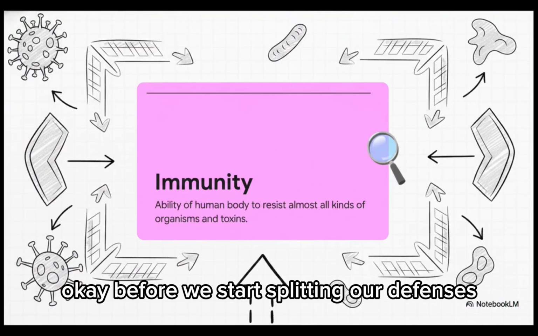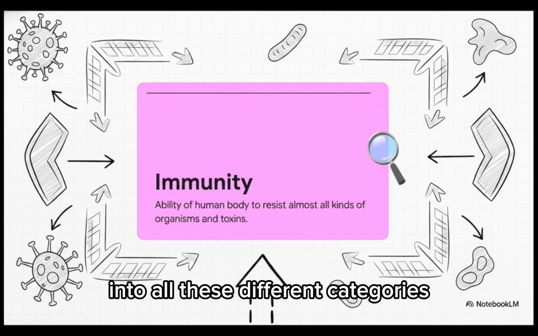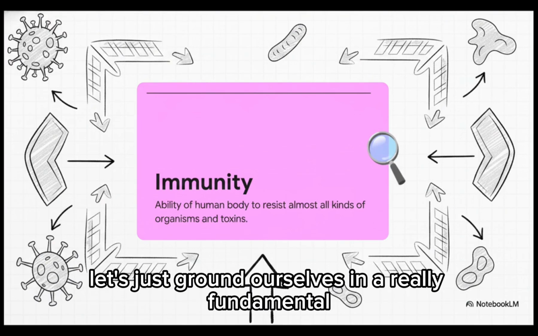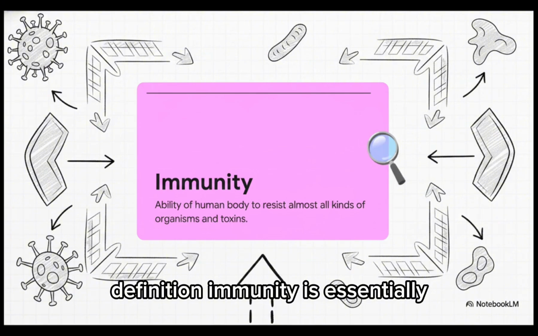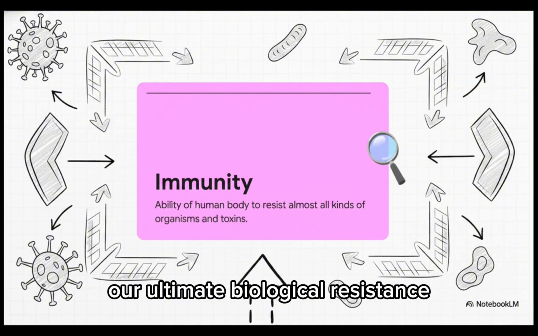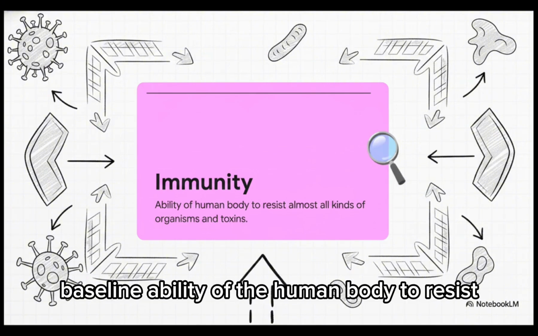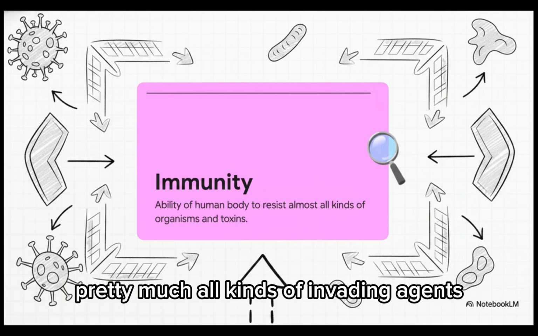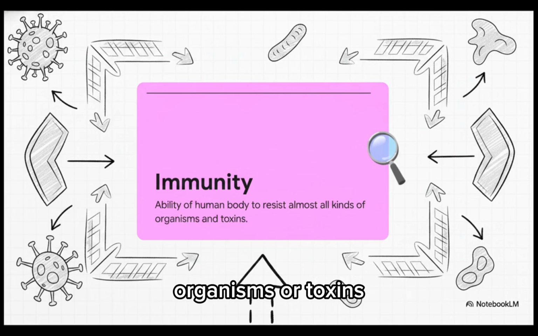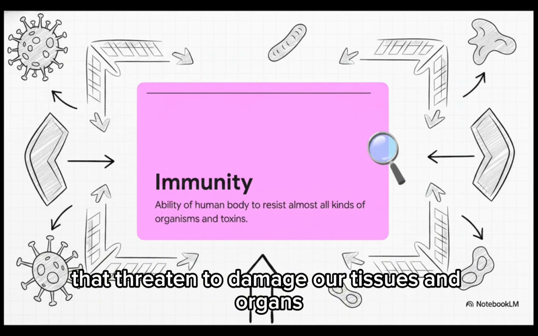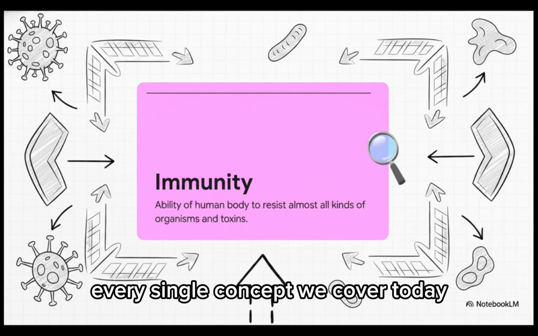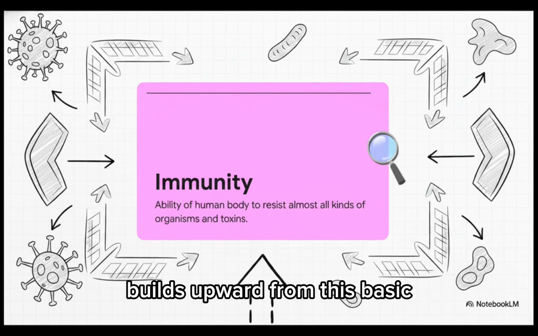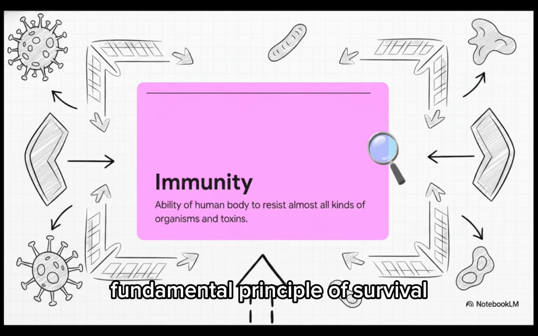Okay, before we start splitting our defenses into all these different categories, let's just ground ourselves in a really fundamental definition. Immunity is essentially our ultimate biological resistance. It's the absolute baseline ability of the human body to resist pretty much all kinds of invading agents, whether we're talking foreign proteins, organisms, or toxins that threaten to damage our tissues and organs. Every single concept we cover today builds upward from this basic fundamental principle of survival.